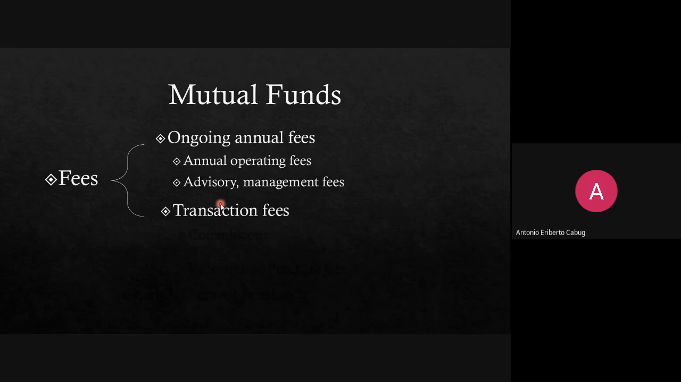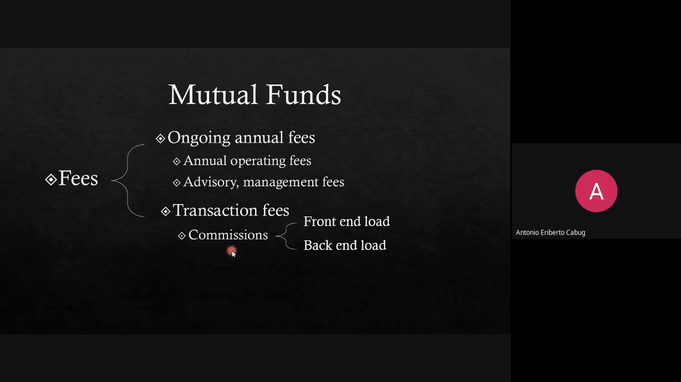Transaction fees, on the other hand, include those that are incurred every time there's a buying and selling of the mutual fund share of stock. Transaction fees are incurred every time there is purchasing and redemption of the mutual fund stock. So yung investor, bibili ng share, magbebenta ng share, meron siyang transaction fees. Kasama dyan yung commissions. If the mutual fund would hire agents to sell the shares, there can be either a front-end load or a back-end load. The time that the investor will purchase, kakaltasan niya na ng fees.